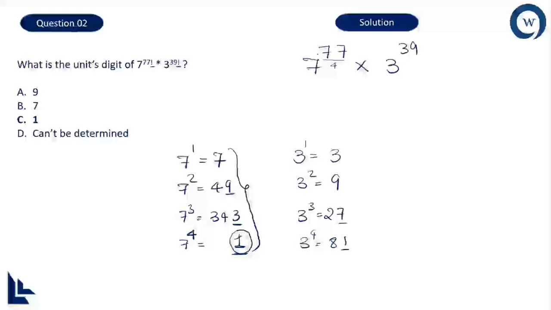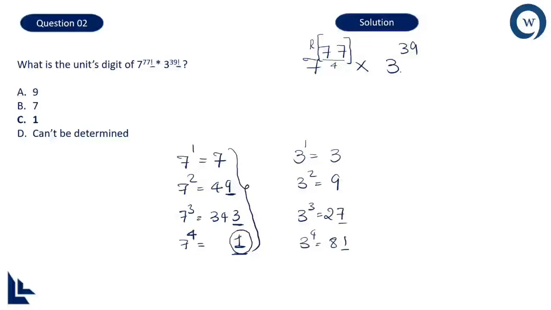Or another way of looking at it is, take the remainder when 77 is divided by 4. What's the remainder? Remainder is 1, right? So your answer is 7 power 1, that is 7. If you get the remainder as 2, your answer is 7 power 2, unit digit is 9. And if you get the remainder as 3, then your answer is identical to the unit digit of 7 power 3, which is 3. And if it is divisible by 4, then you know the answer directly as 1.